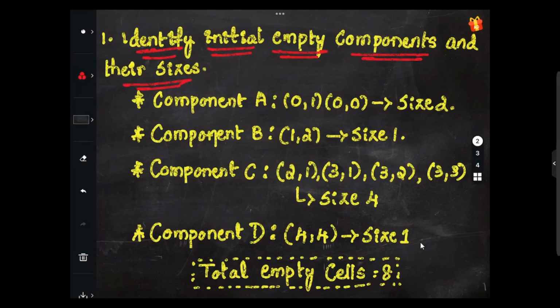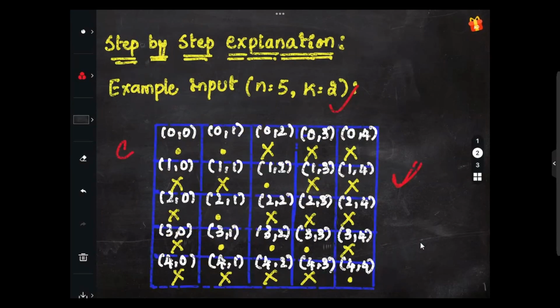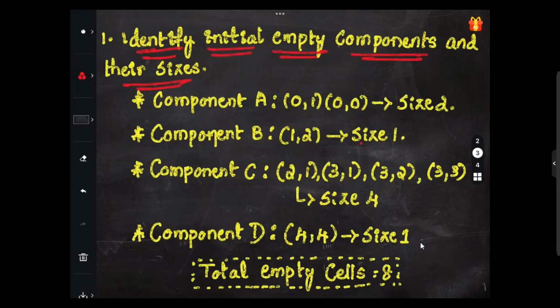See here, this is component A, this is component B, this is component C, this is component D and this is component E, right? So 5 into 5 we have. Now, in component A, we have 0, 1 and 0, 0 empty. Empty cells are represented by the dot and blocked cells are represented by the X, right? So you can clearly see here. Component A consists of 0, 1 and 0, 0, which is of size 2. Empty components we are considering.